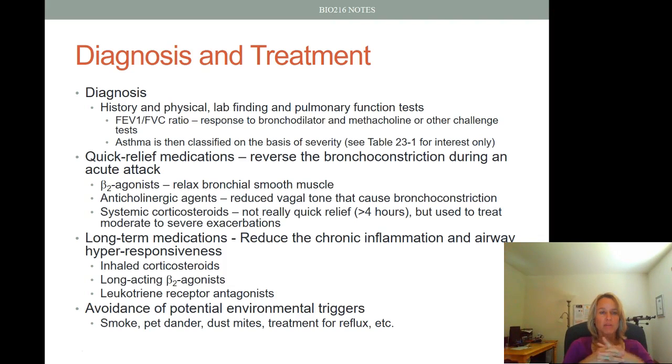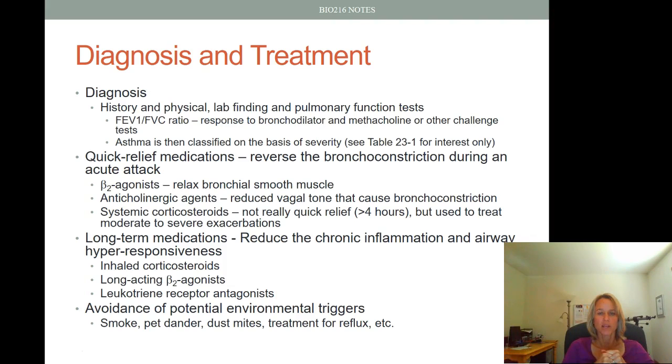Okay, let's look at some of the medications. Quick relief medications act to reverse the bronchoconstriction during an acute attack. Beta-2 agonists, like I mentioned, relax the bronchial smooth muscle and cause bronchial dilation. We can also give anticholinergic agents to reduce vagal tone, because remember, the parasympathetic nervous system causes bronchoconstriction, so we can reduce that. Systemic corticosteroids are not really quick relief. They take more than 4 hours, but they would be given in moderate to severe exacerbations.